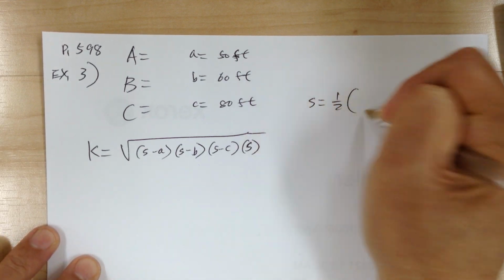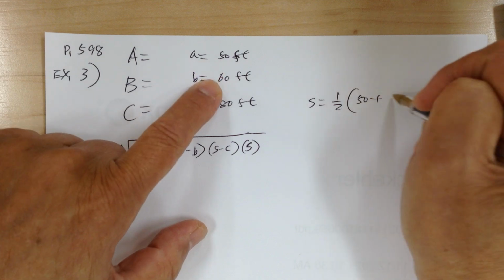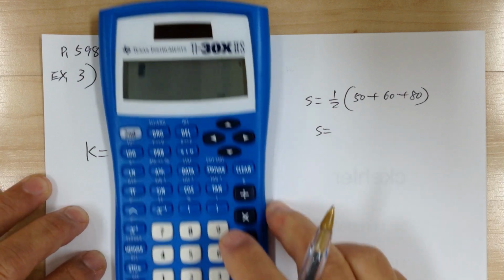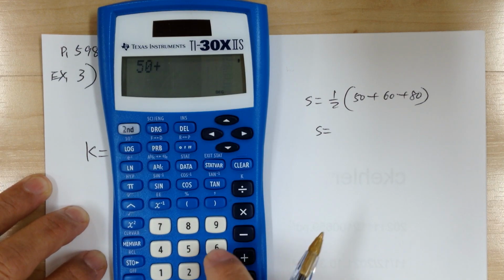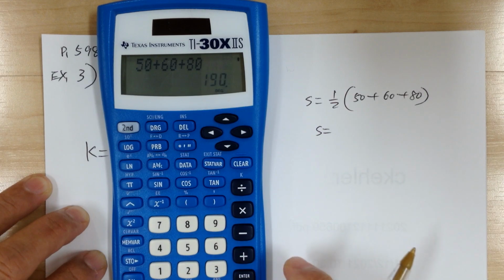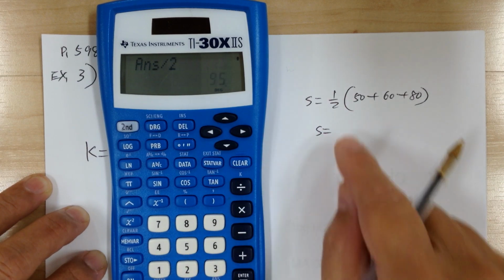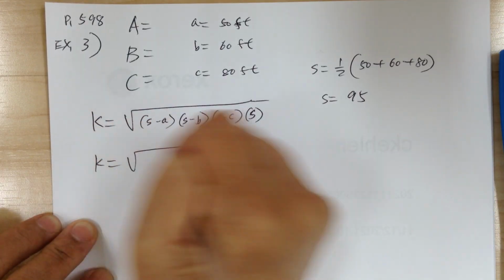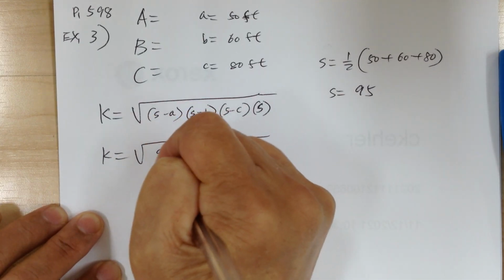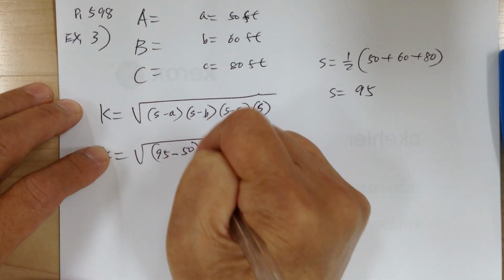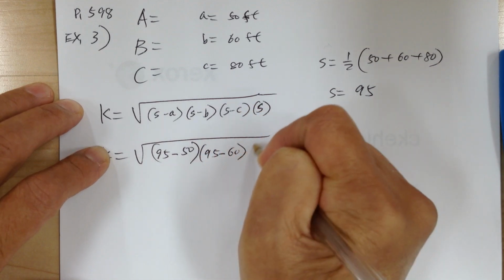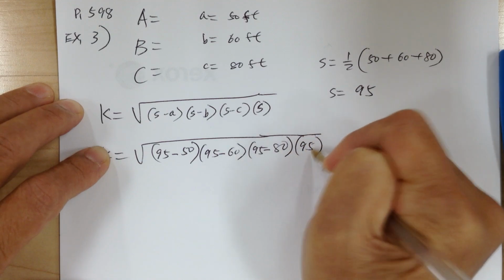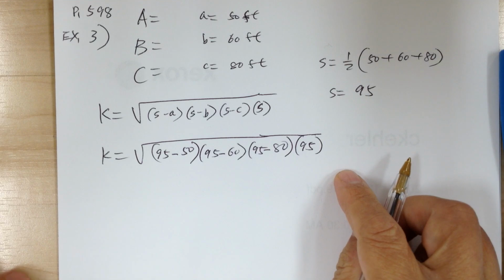So s is 1/2 of the perimeter, so it'd be 50 plus 60 plus 80. So s equal to half of the perimeter. So let's go 50 plus 60 plus 80, push equal, then you divide it by 2, right? Half means divide by 2, so you got 95. So k equal to square root of, so you got 95 minus a is 50, so 95 minus 60, 95 minus 80, and you got 95 minus 0, right? Because d equal to 0, so 95 minus 0.